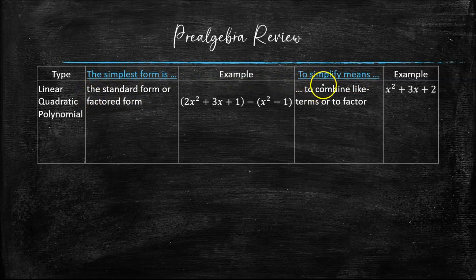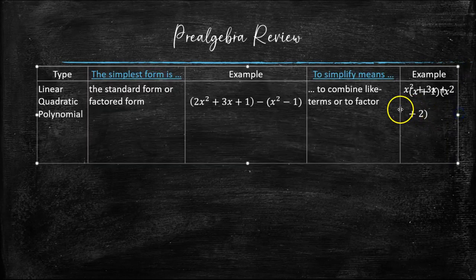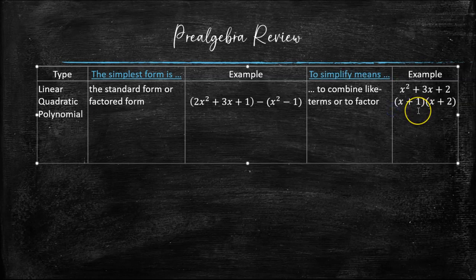And to simplify it, we're going to combine the like terms, or we're going to factor. So here we have an example of this expression written in standard form, but you know that this expression can also be factored, right? So I'll just type it here, x plus 1 times x plus 2. So I would consider both of those answers to be one or another way of simplifying this expression. It certainly looks simpler than this.